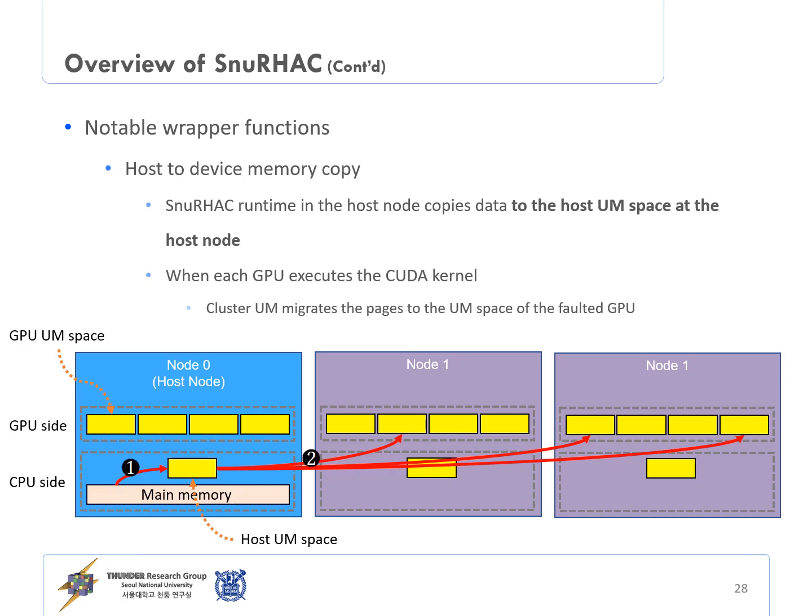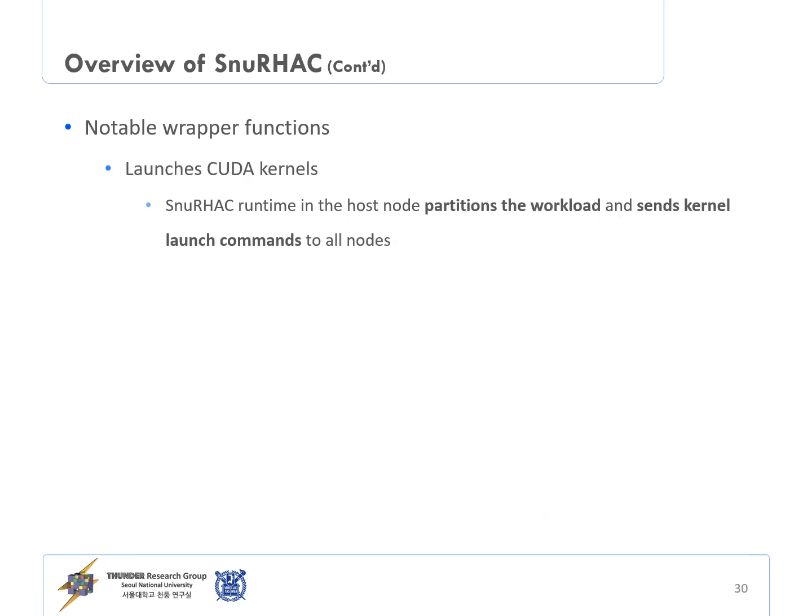When the host program requests host-to-device memory copy, the SnuRHAC runtime in the host node copies data to the host space at the host node. When GPUs execute the kernel, the cluster migrates the required pages. When the host program requests device-to-host memory copy, the SnuRHAC runtime in the host node copies data to the host space at the host node. When the pages do not reside on the host space, the cluster migrates them. Finally, when the host program requests CUDA kernel launch, the SnuRHAC runtime in the host node partitions the workload and sends kernel launch commands to all nodes.